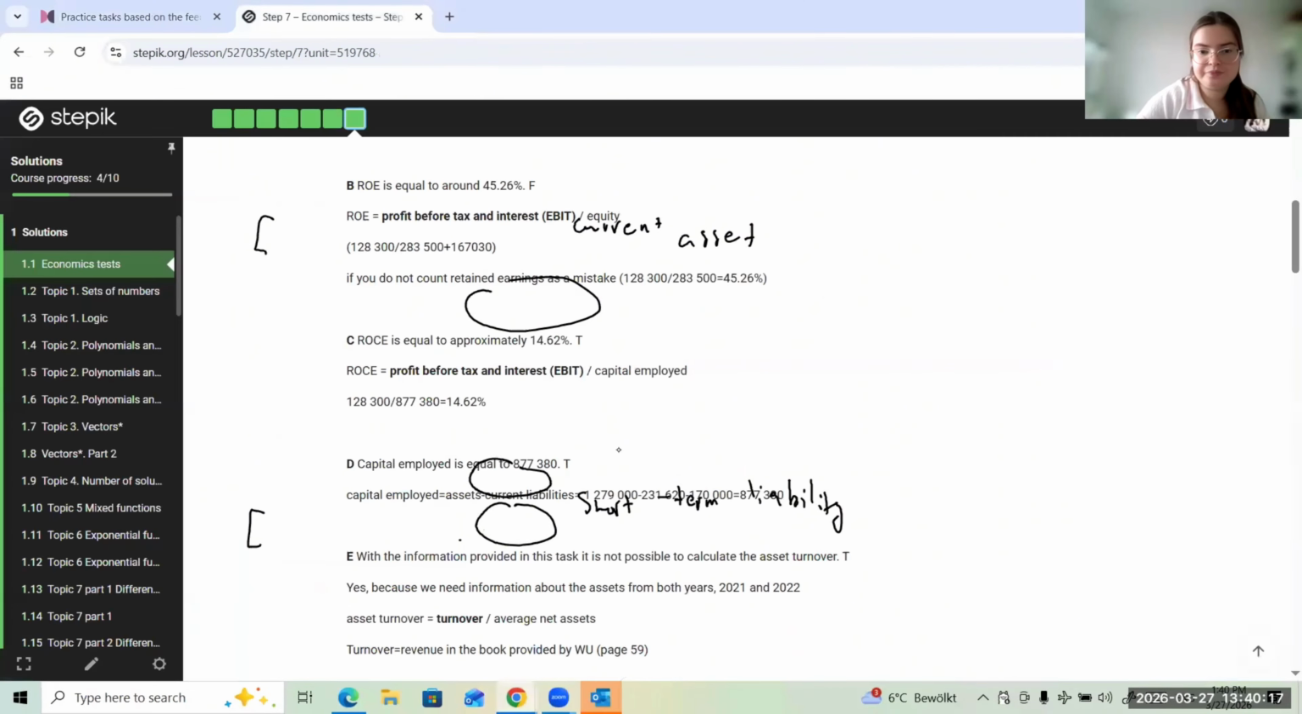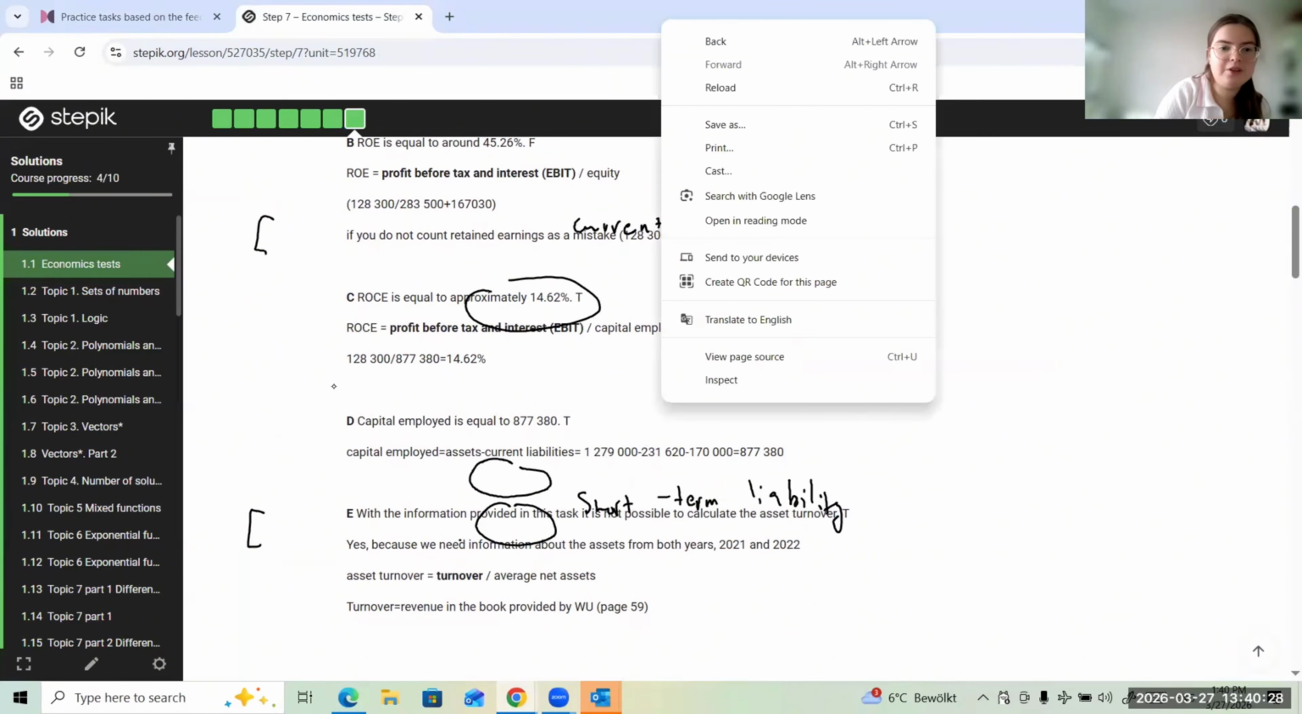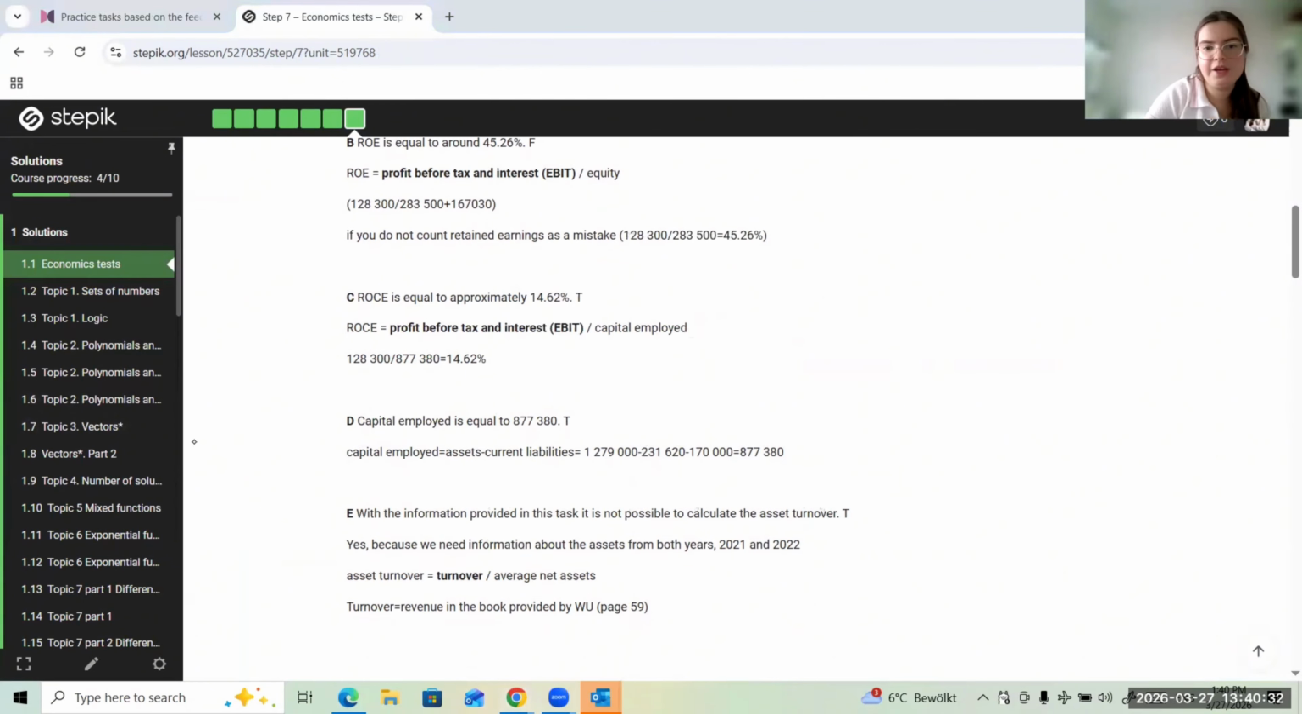So here, you subtract the short-term liability, like the short-term bank loan and the accounts payables, from the assets that you have. And that's how you get the capital employed. And after you get capital employed, you just plug it into the formula right here, the EBIT divided by capital employed, and you get 14.62%. So both of the statements are true.